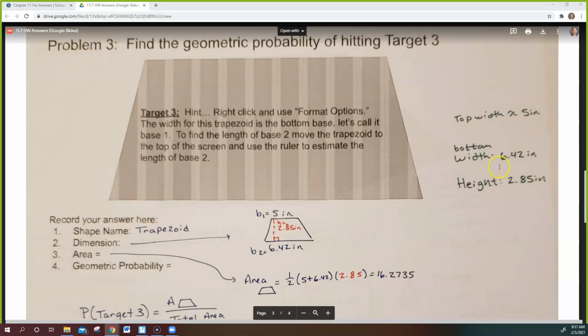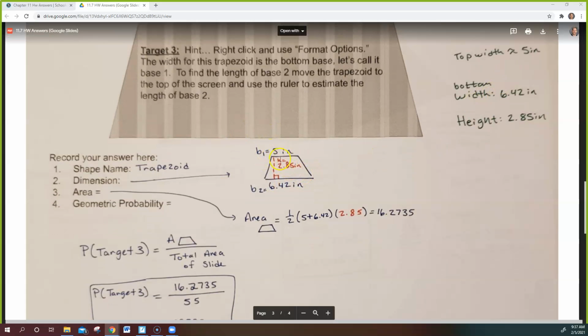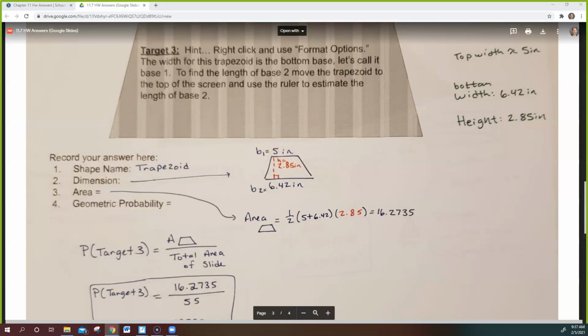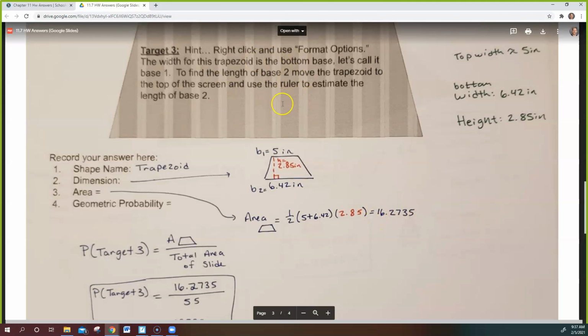When I have these measurements here, I just redrew this shape so students looking back could see what I was thinking. Here's base 1, base 2, and then the height. And the area formula for the trapezoid is 1/2 base 1 plus base 2 times the height. So I calculated the area right here of this shape. So it was 16.2735 inches squared. The only difference you should really have in this problem is maybe you estimated base 1 to be different, but it shouldn't be that much different. So your answer should be somewhat close to mine for the area of this target.